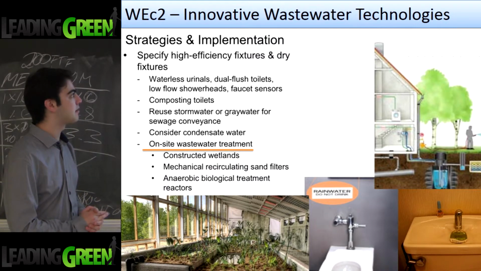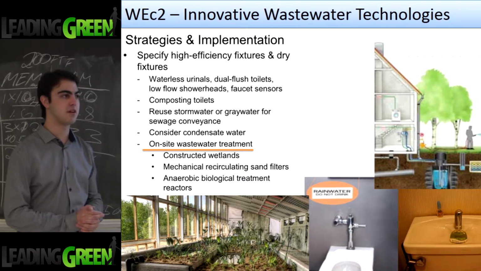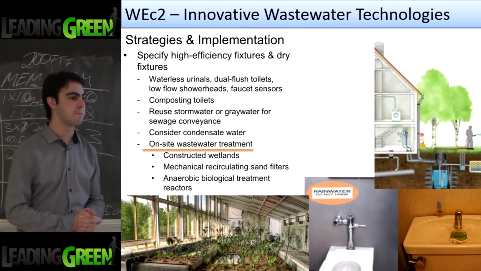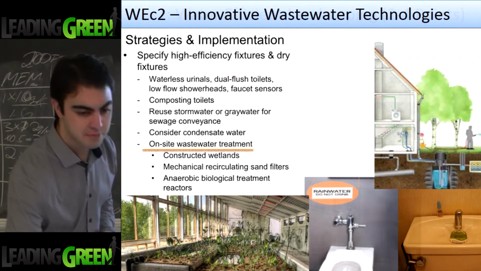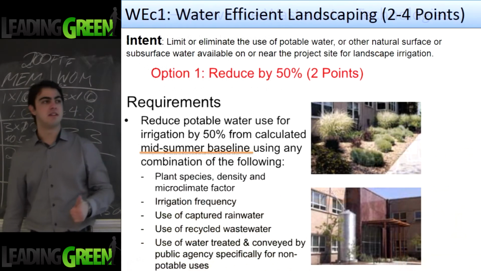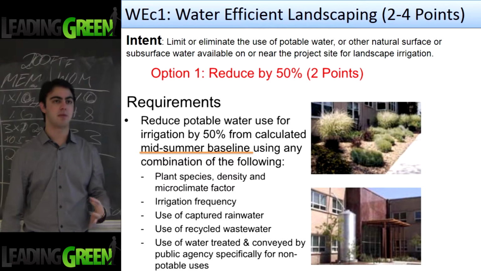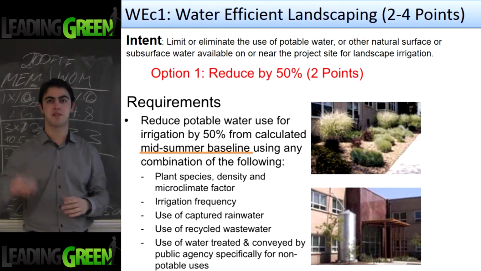And that's about it. Any way you can reduce your wastewater is up to you how you do it, as long as you reduce it by 50%. That's credit 2. WE credit 3 was optimizing your water usage, and that was 30%, 35%, 40%.